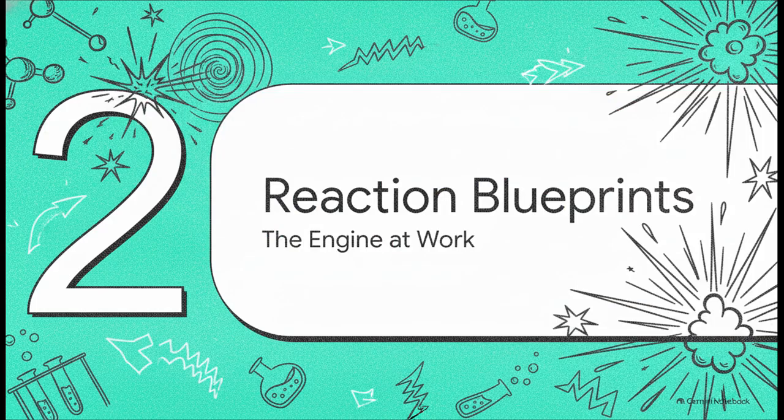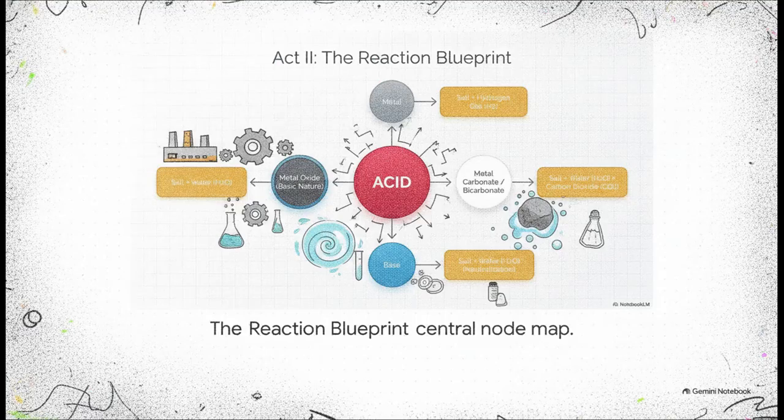Moving on to part 2, visualizing reaction blueprints, the engine at work. And this brilliantly illustrates the core logic of how these chemicals interact. Think of an acid as the center of an engine. From that center, it can take 4 primary reaction paths. It can react with metals, it can react with bases, metal oxides, and carbonates. And the cool thing is, each specific pathway yields completely different, highly predictable byproducts.